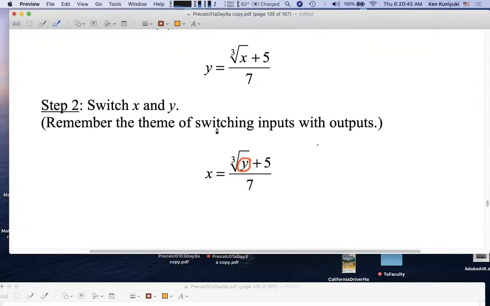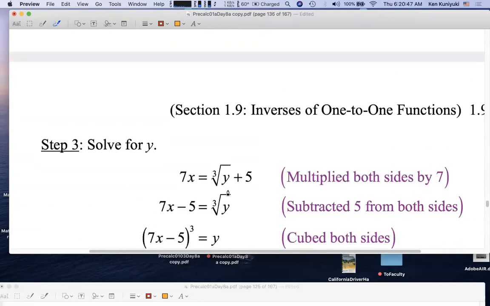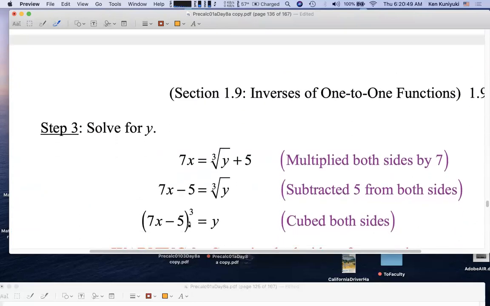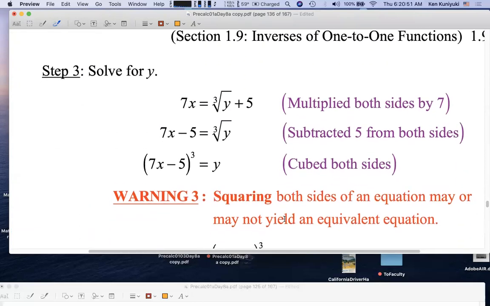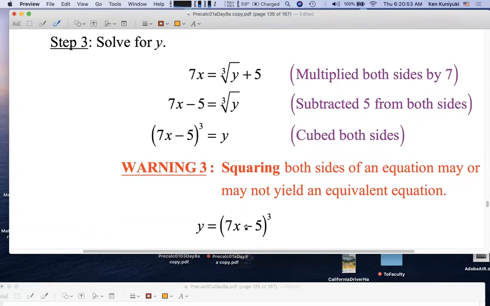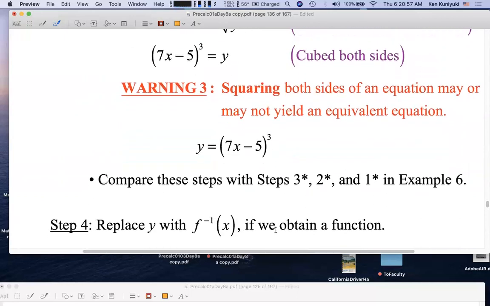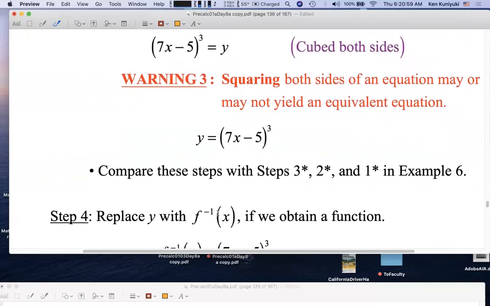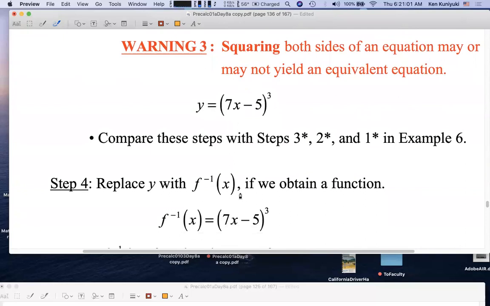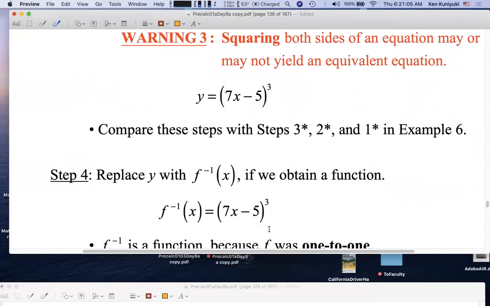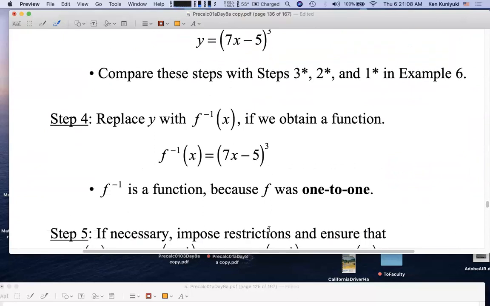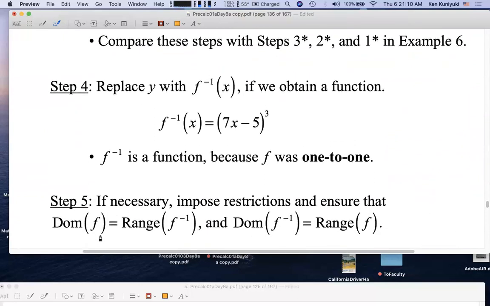Multiply by 7, subtract 5, cube the result. All right. Switch sides, y equals the cube of 7x minus 5. All right. And note that we're finding a rule for f inverse. F inverse of x is the cube of 7x minus 5. Same as what we got from before. All right. If necessary, impose restrictions to make sure these happen. Don't worry about that, but I'll discuss a temperature application in a moment.